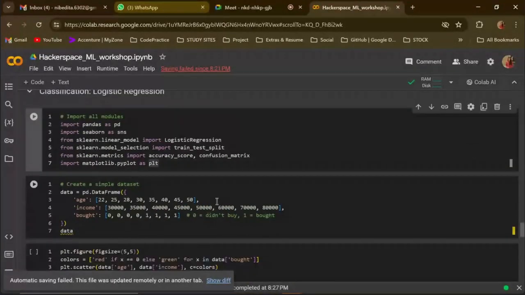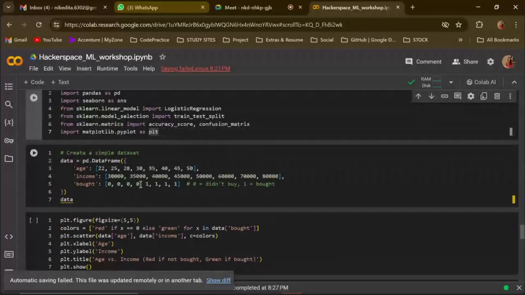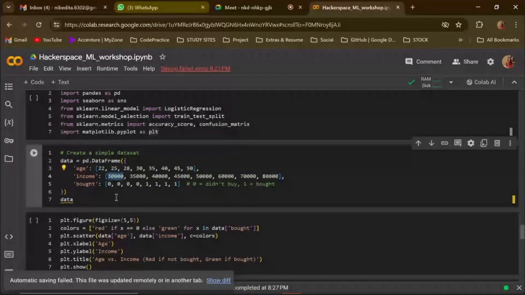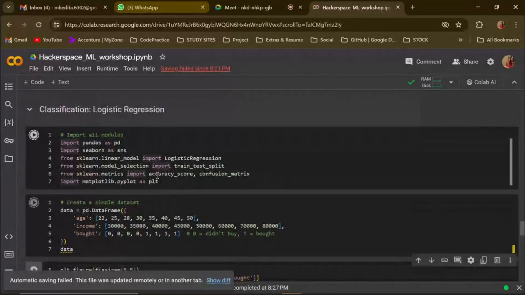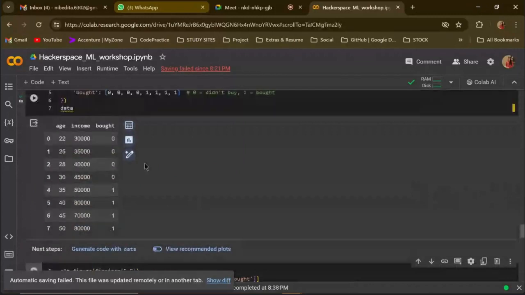This is a data set that I have created. It has different ages, and income for these users, and whether they have bought a house or not. The person with age 22 has income 30,000 and has not bought a house. Another person who is of age 40 and has 60,000 salary has bought a house. So we print the data, and the data looks like this.